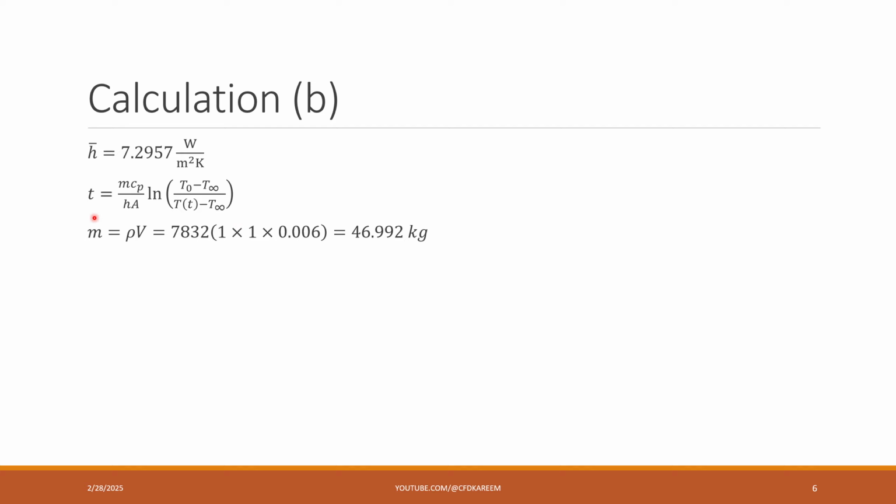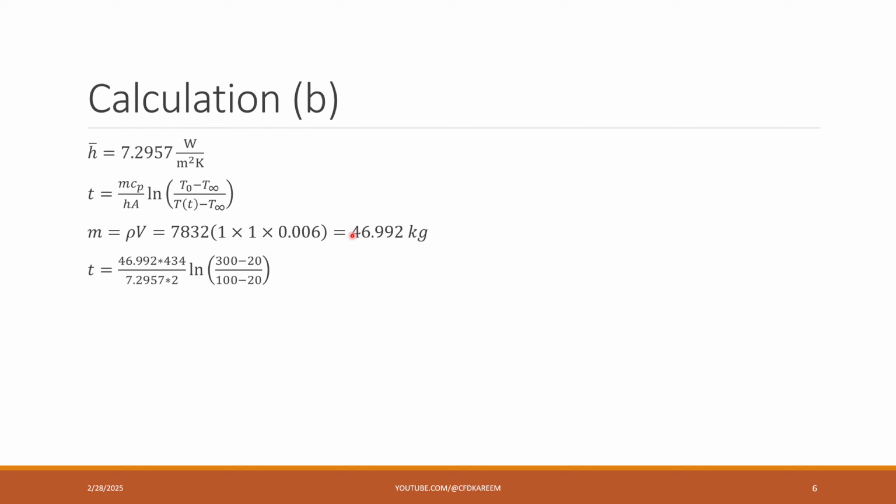First thing we'll do is just quickly calculate our mass of the plates, and that's just simply rho V. So rho times the volume of the plate. So 7,832 times 1 meter times 6 millimeters. And that's going to give us that each plate weighs about 46.992 kilograms.